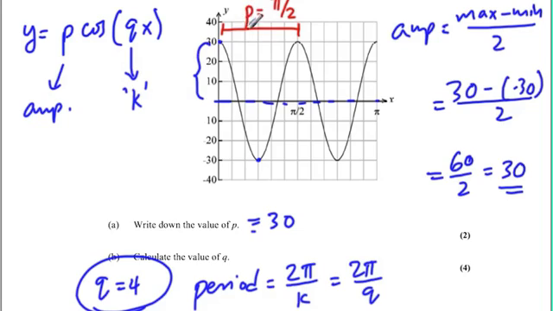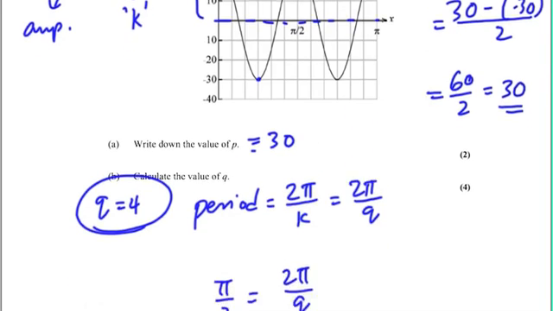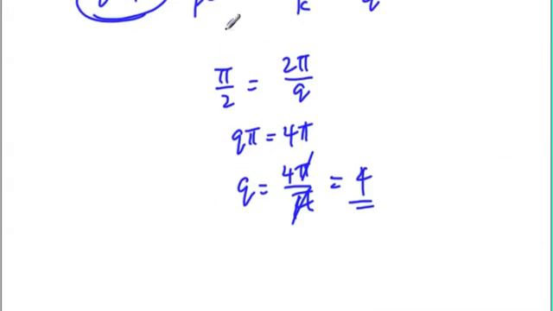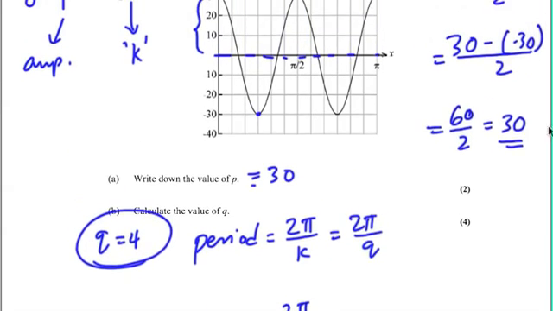That P just means period. Actually, maybe I should clarify, just because I don't want to confuse you with this P. So let me just write period equals pi over 2. If the period is equal to pi over 2, then pi over 2 is equal to 2 pi over q. I did some basic algebra, and I got that q is equal to 4. Okay? So let's move on to the next one.